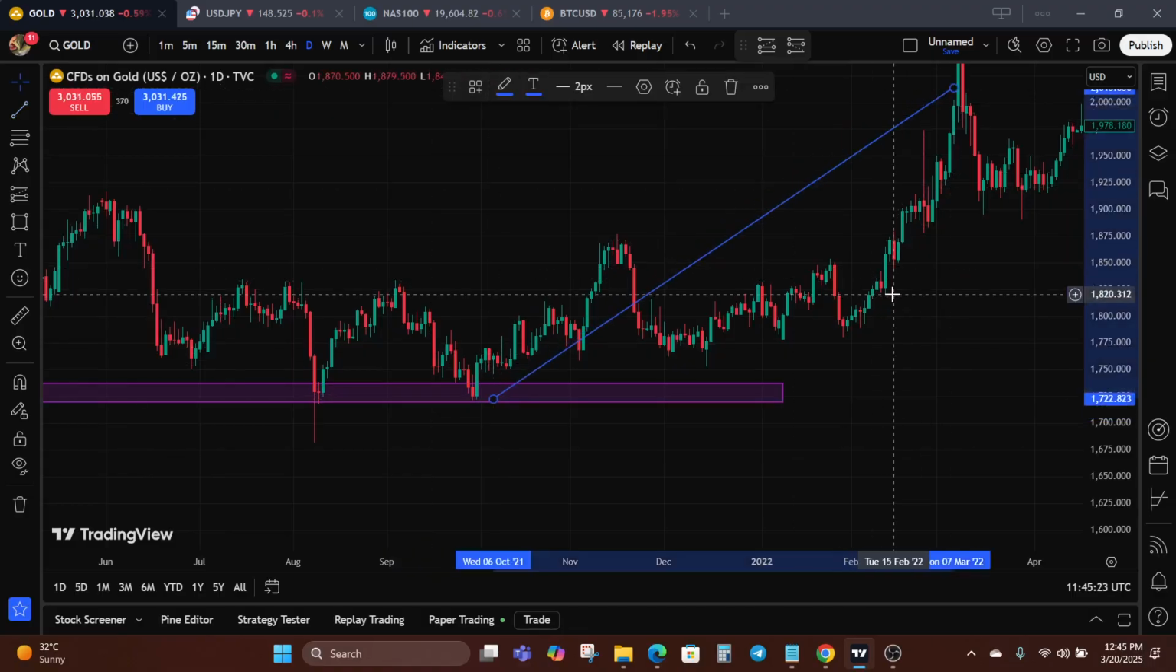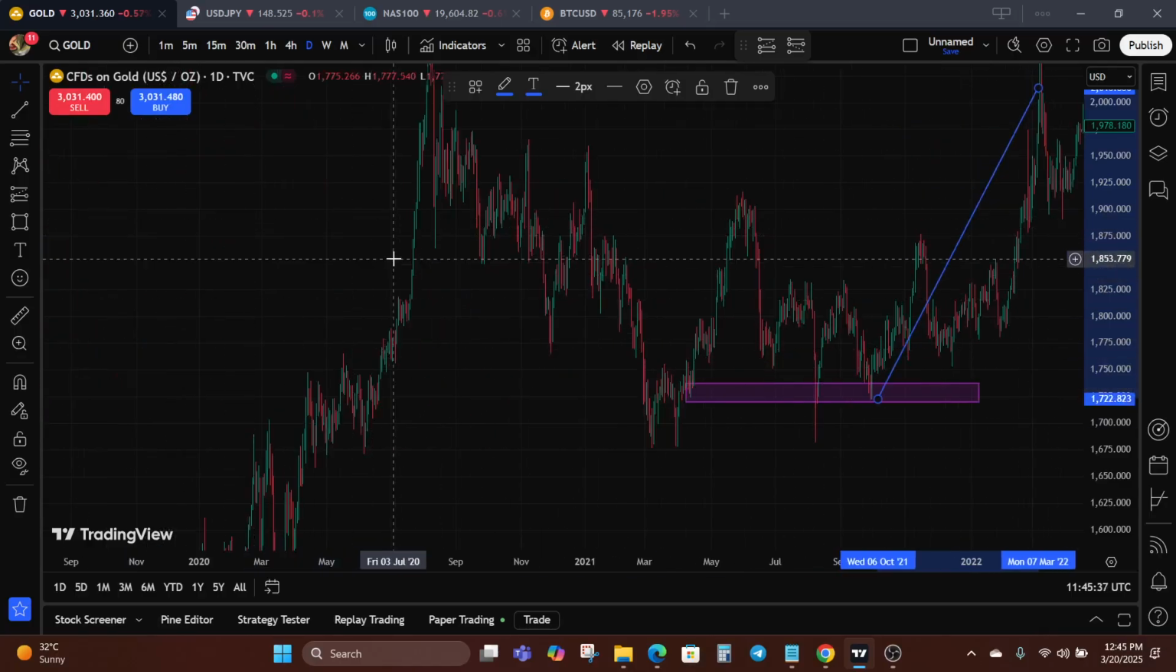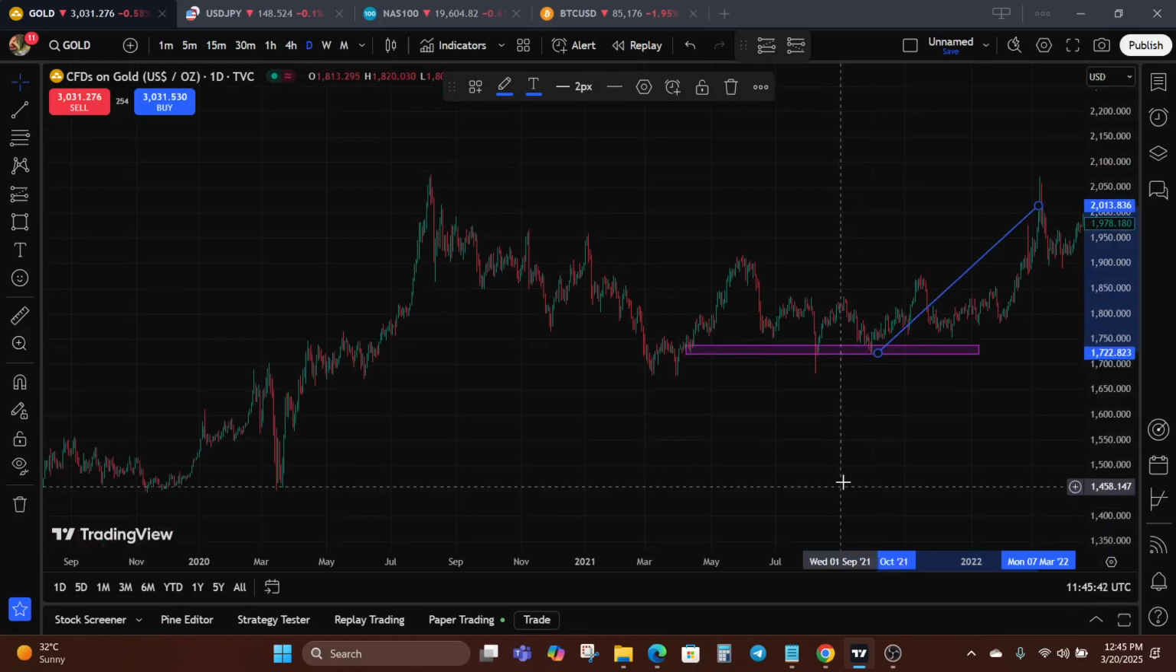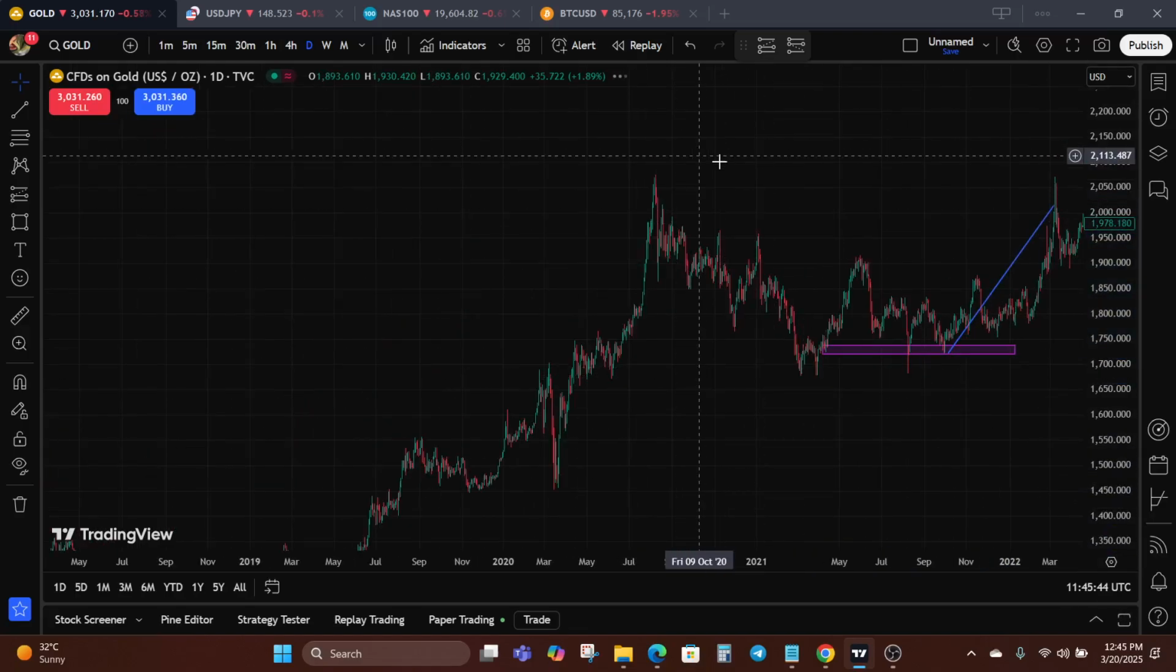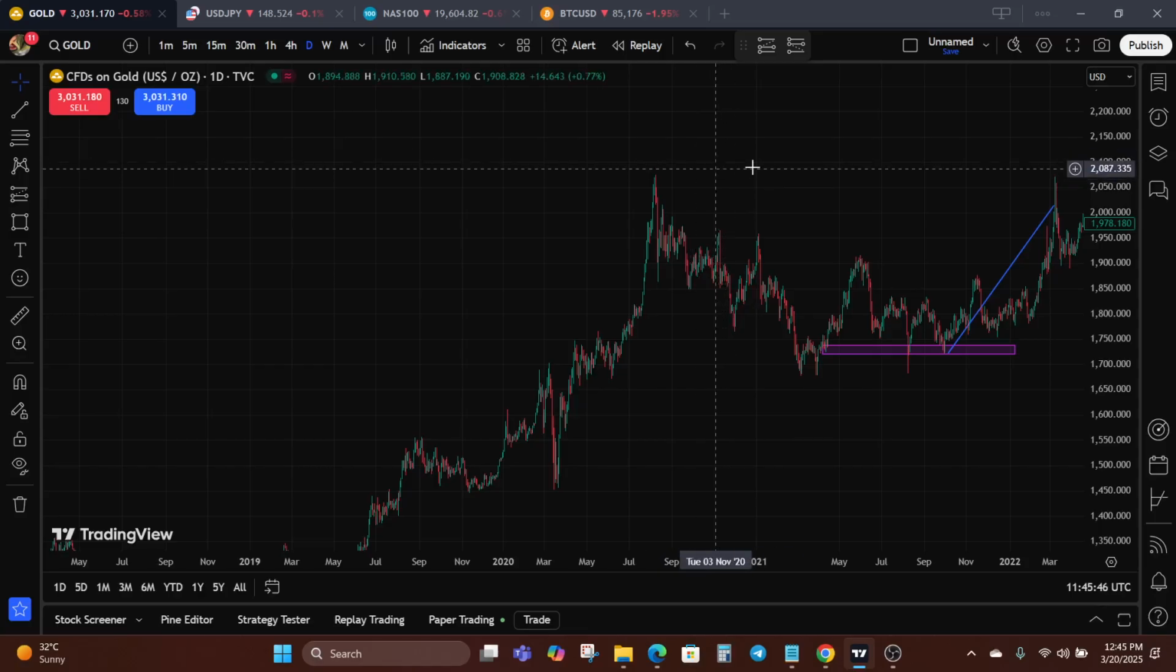Now let's talk about the two types of liquidity that matter most in trading. First, we're going to be looking at the buy side liquidity, which is above price. What does that mean? These are areas where buy orders are usually set. That's the reason why it's called the buy side liquidity, and it's usually above price.